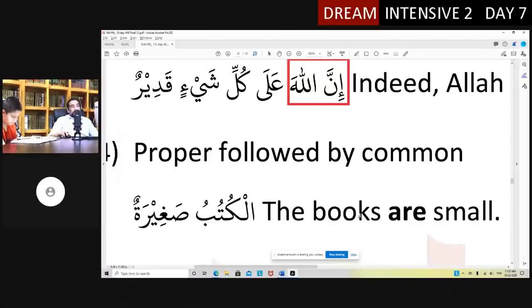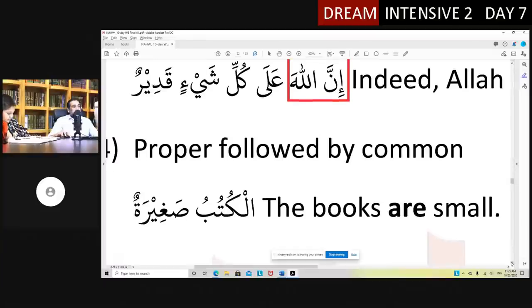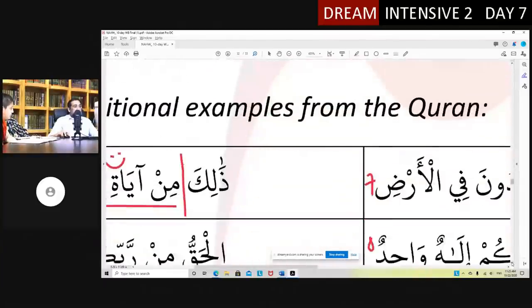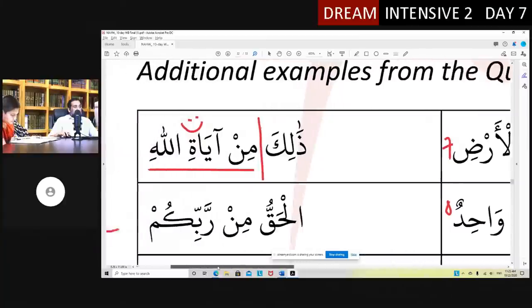So the books are small is not mawsuf sifa. A mawsuf sifa cannot have an are or an is. Only sentences can have that. Proper followed by common. And then the last one is the break in the chain. Now let's go through all of these.